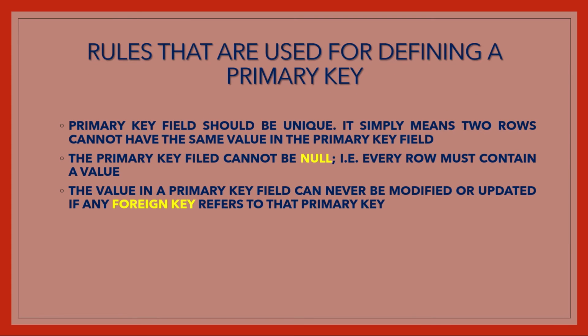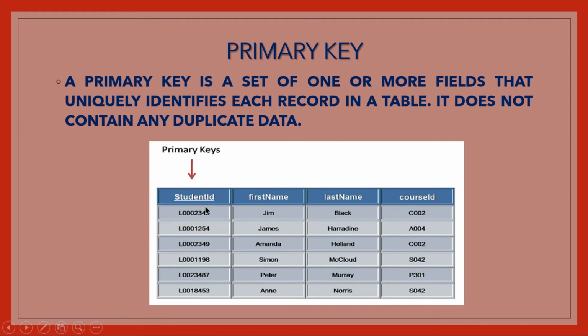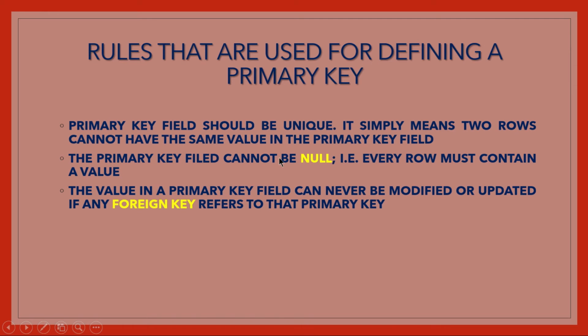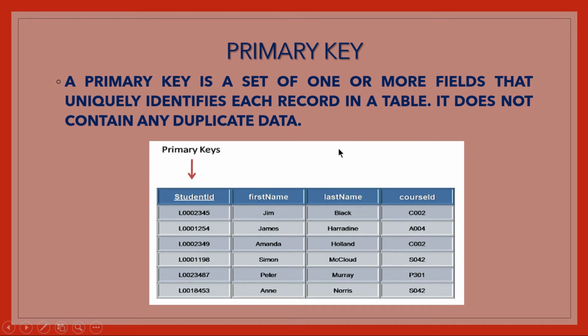Now the rules that are used for defining a primary key. A primary key field should be unique in nature. It simply means two rows cannot have the same value in the primary key field. As for example, if you refer to this table, two rows cannot have the same value in the primary key field. You come over here, one more student ID I cannot take as L00023455. I can't take it like that, as it has been defined as the primary key. That is the nature of the primary key. It does not allow any duplicate data in a particular table, if the primary key has been defined.